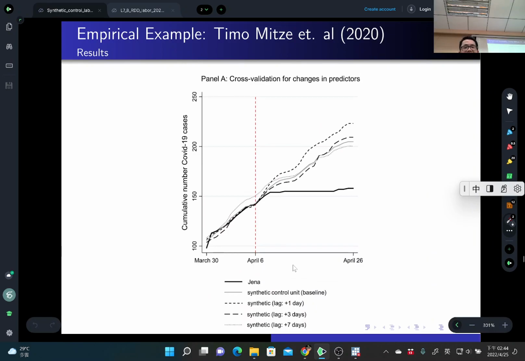Okay. And they also do several robustness checks. That's something you can try to follow. For example, they use different predictors, like predictors using 1 day, 3 days, or 7 days before the treatment happened. And they actually generate a very similar synthetic Jaina. So that means this synthetic Jaina is not just due to some specific setting. If you change your predictors, your covariates, the characteristics a little bit, it does not really affect the result.